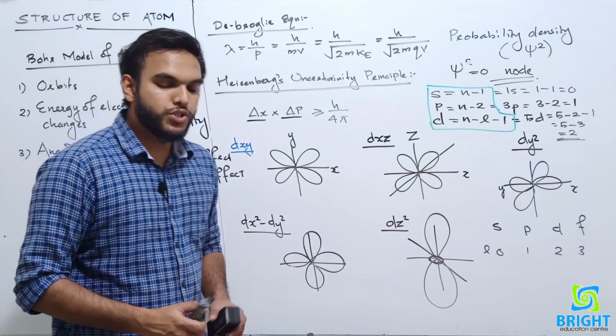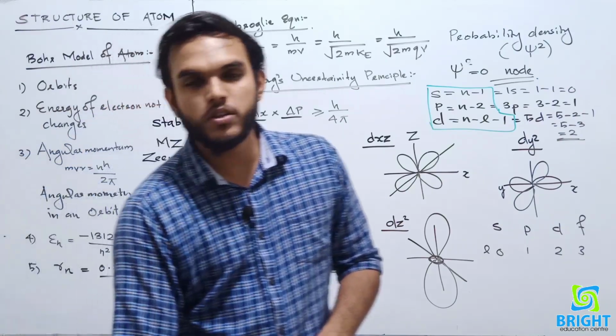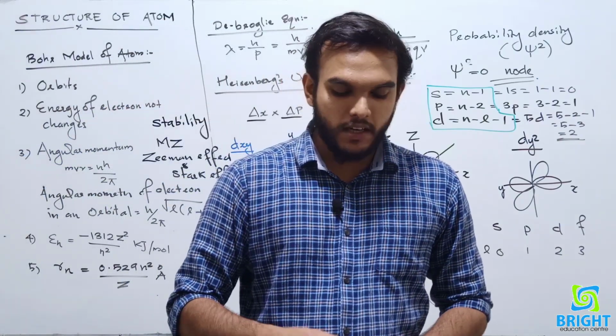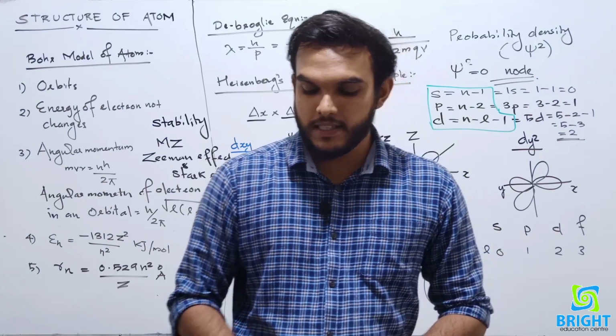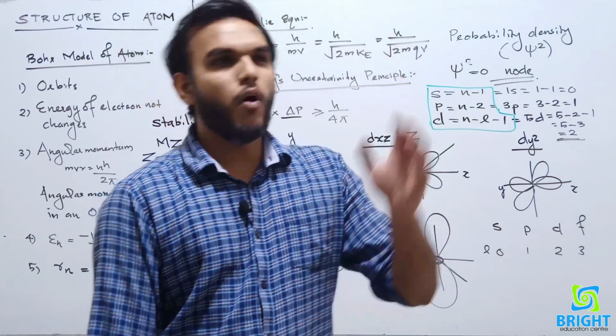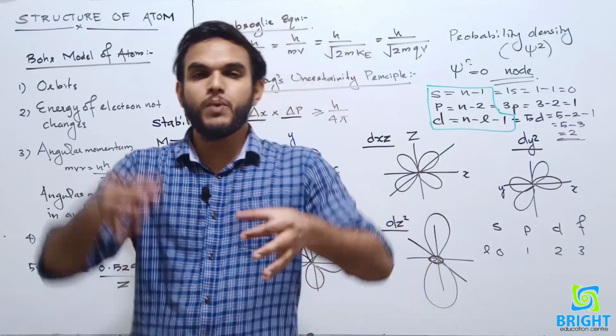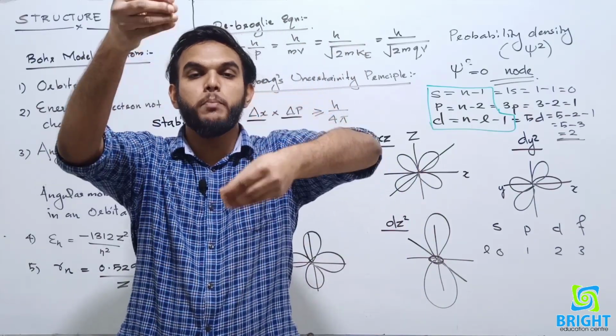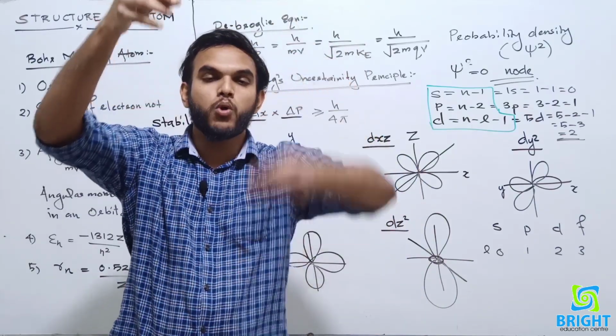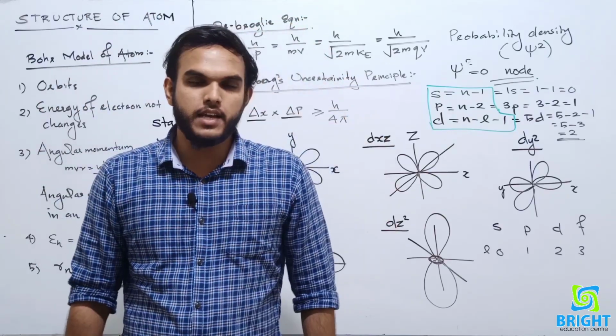Then for the last portion of this chapter, you have to study the Aufbau principle, Pauli's exclusion principle and Hund's rule. Pauli's exclusion principle says that when there are two electrons in an orbital, they should have opposite spin, one in the clockwise and the other in the anti-clockwise direction.